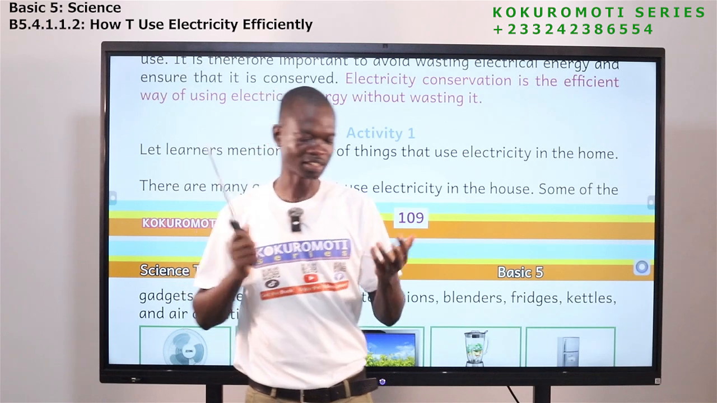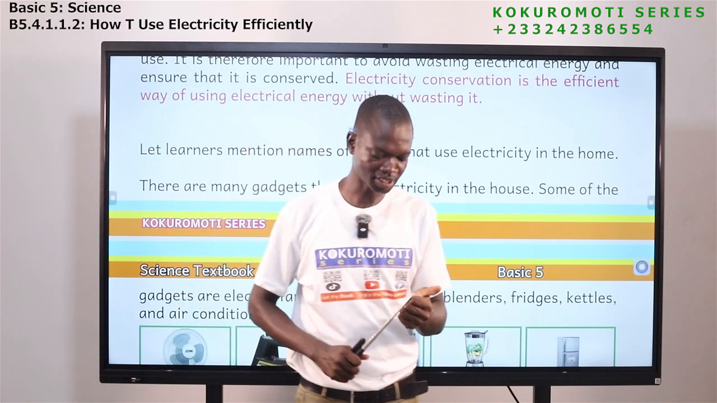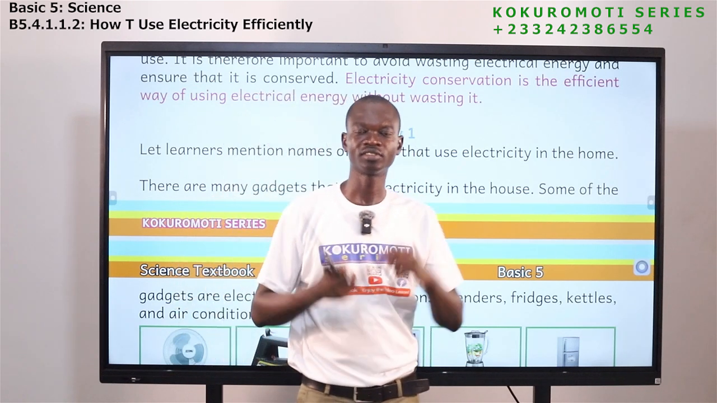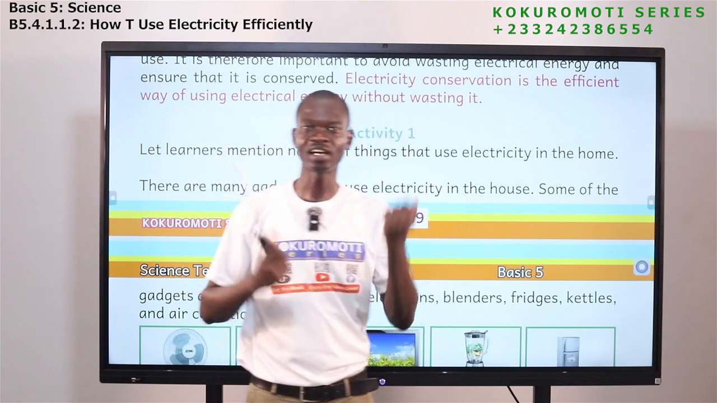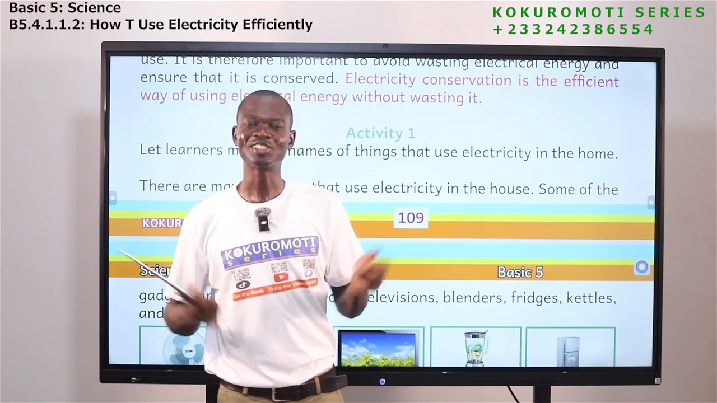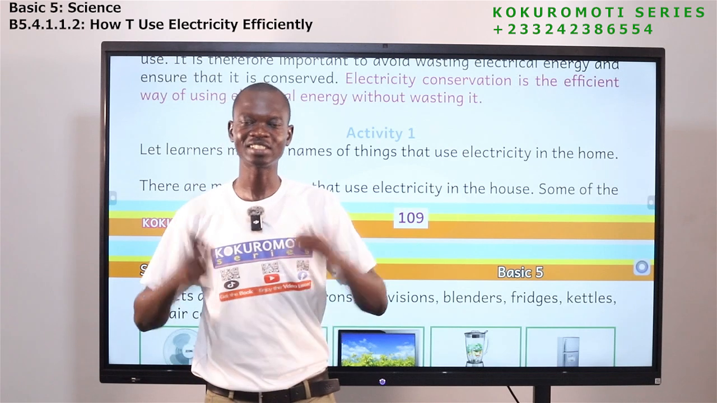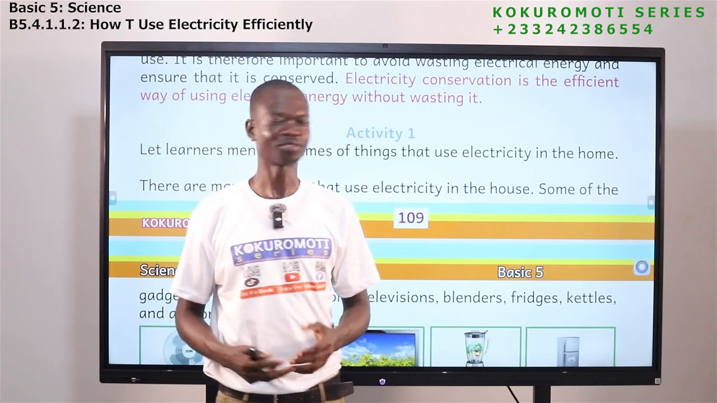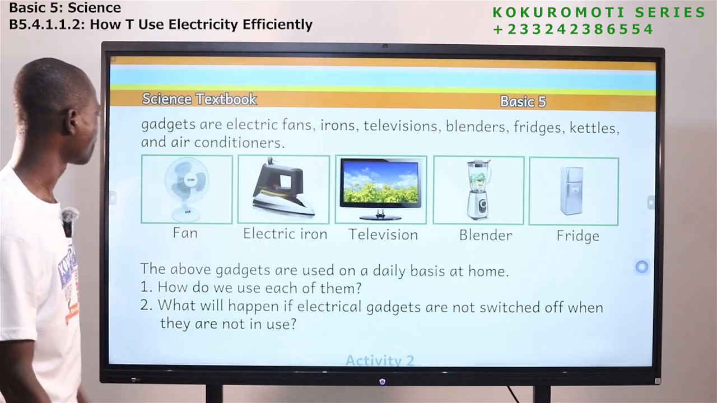We have television, radio, mobile phone, computers, electric iron, fridge, electric stove, washing machine, bulb, air conditioner, fan, and what again? Laptop. So all these are gadgets, appliances, devices that need electricity before they can work. Okay.